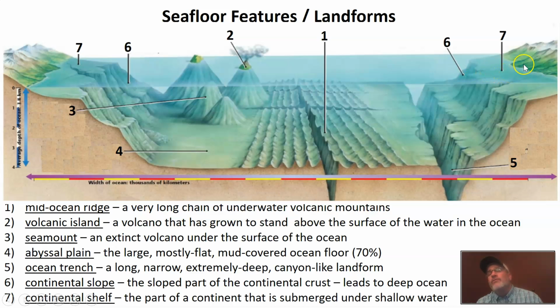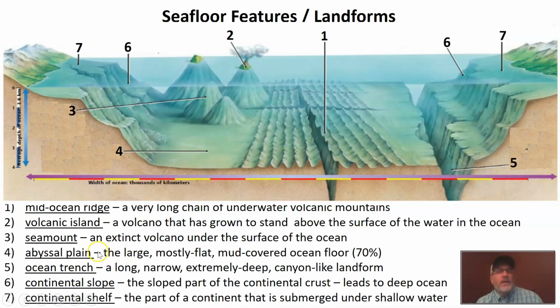The continental shelf is really just part of the continent that is submerged or covered by some shallow water. Now, I want you to imagine that if the sea levels were to drop, this would become new land, right? So if we were to, for some reason, have the level of the water in the ocean drop, this would become part of the continent, okay?